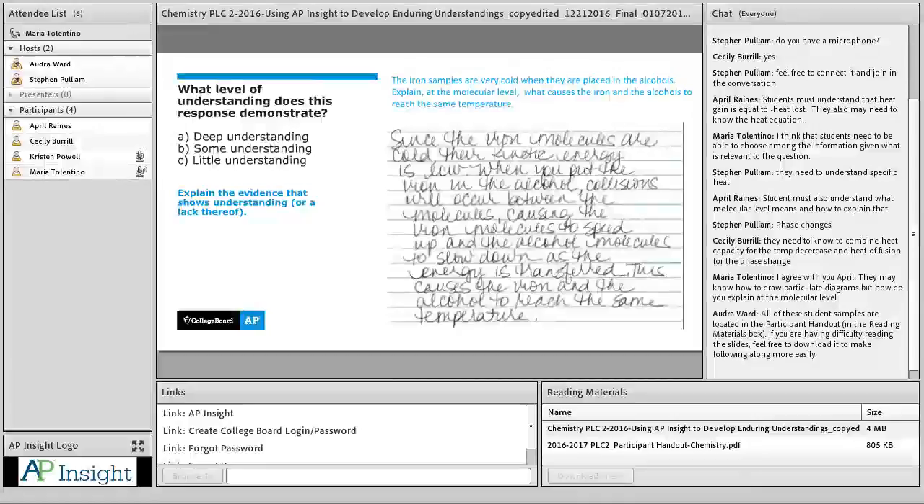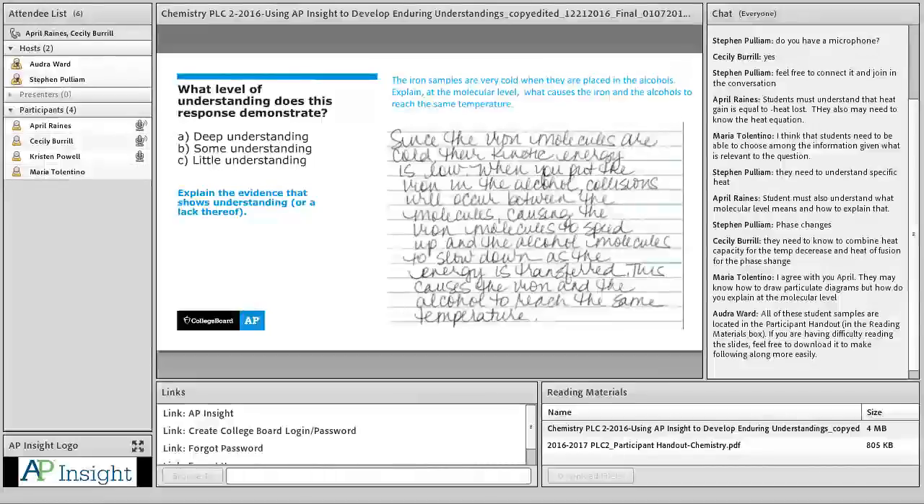Instead, I think you could do it the same way you're doing it. And what I teach my students to do when we're trying to talk about kinetic energy or the amount of energy is to use vector arrows to represent energy. And so you could use small short arrows to represent the iron and longer arrows to represent the alcohol.